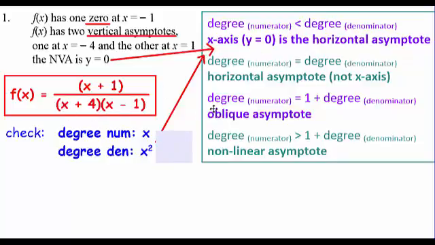So the degree of the numerator is less than the degree of the denominator. Okay, what we just concluded is if the degree of the numerator is less than the denominator, then the x-axis is your horizontal asymptote. That's the line y equals 0. And what do you know? That's what we wanted. So we can do a smiley face.